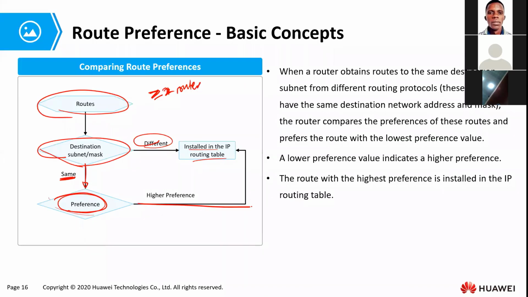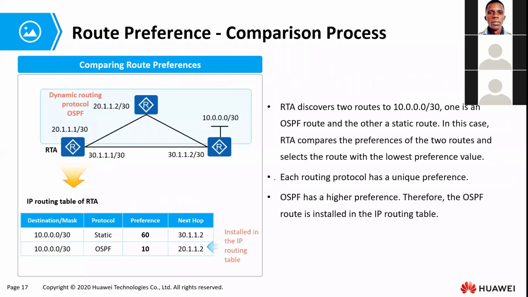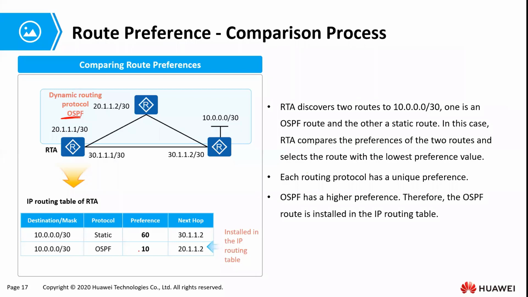The higher preference is the one we shall install in the routing table. Please note that we don't install all the routes we have learned. We install only the optimal routes, the best routes. Are we together? Yes. Okay. So what is the comparison process? For the dynamic routing protocol, OSPF has 10, static has 60. So you will see that we shall install the one with 10 to our routing table.